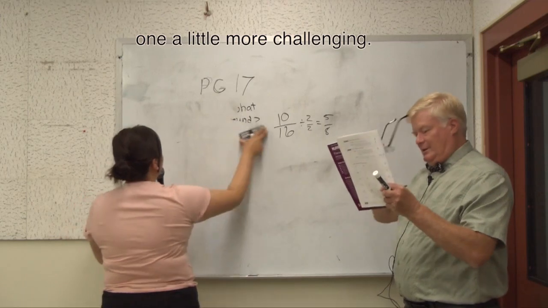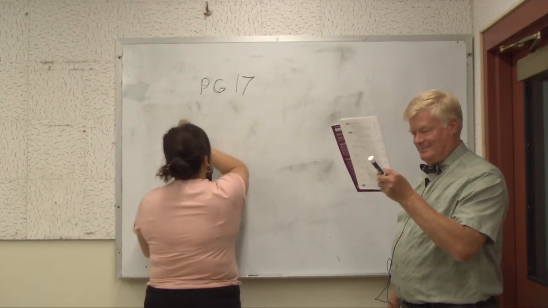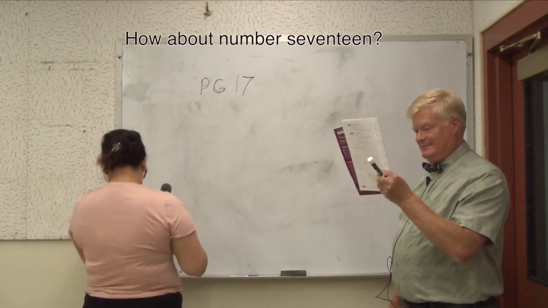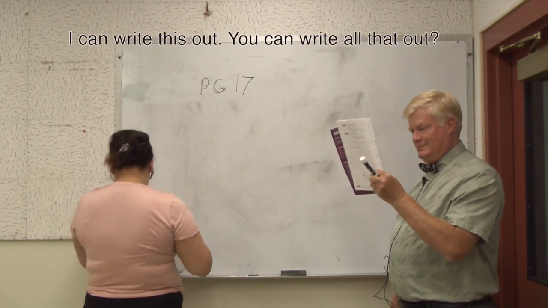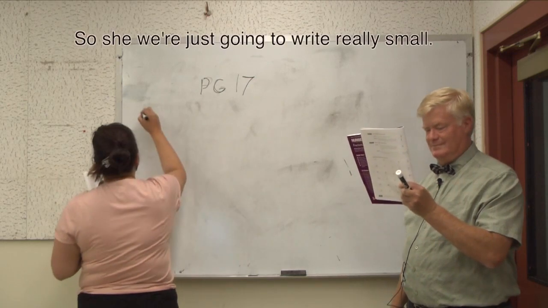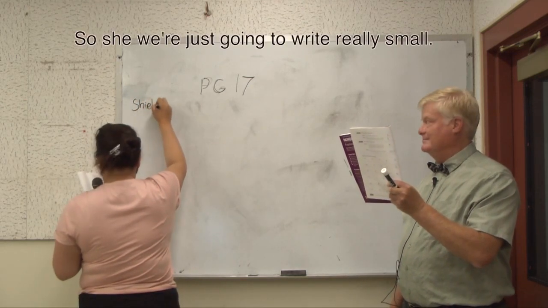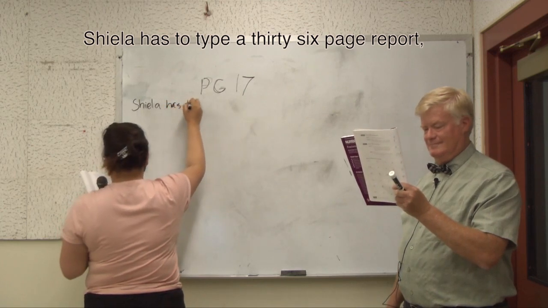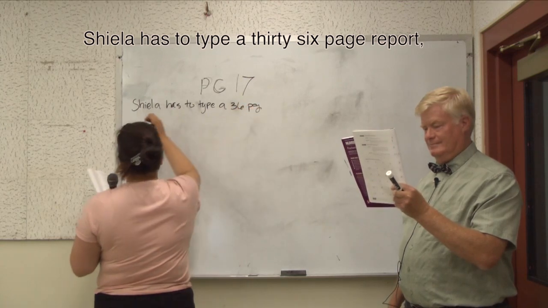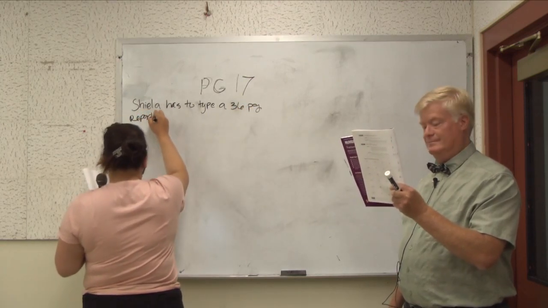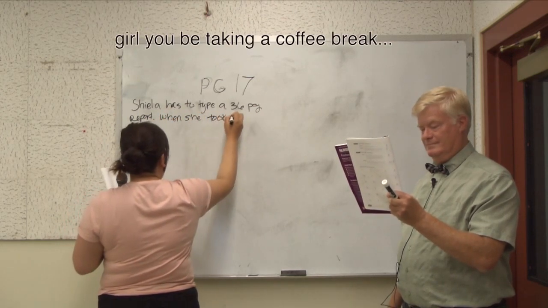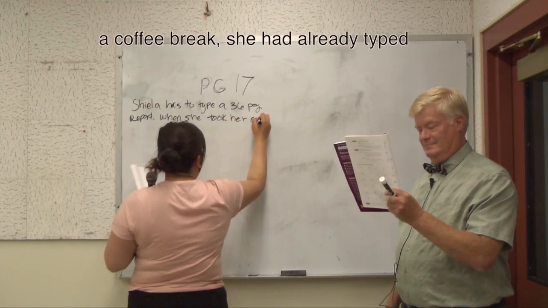Okay, let's see if we can find one a little more challenging. How about number 17? That's a lot of writing. So we're just going to write really small. Sheila has to type a 36-page report.